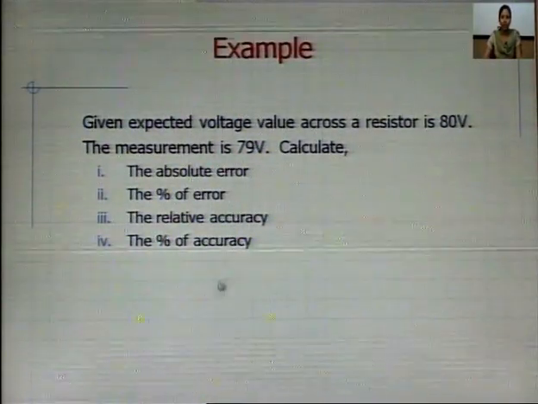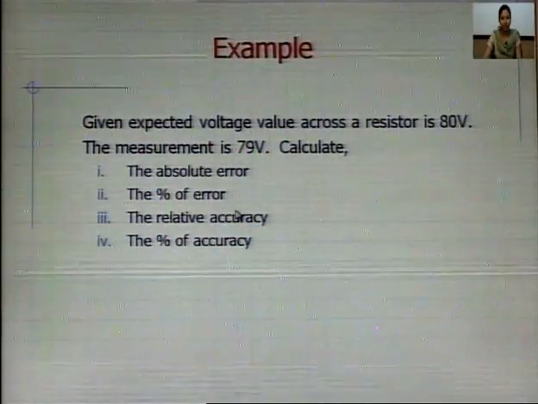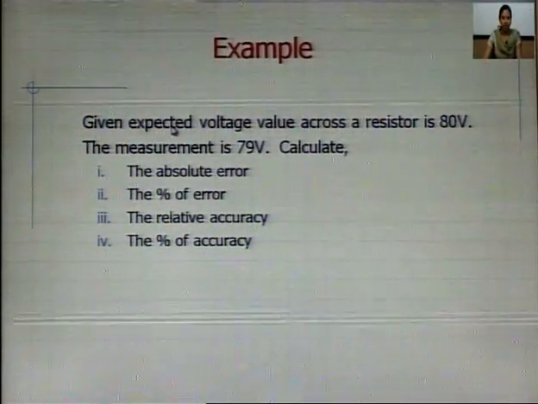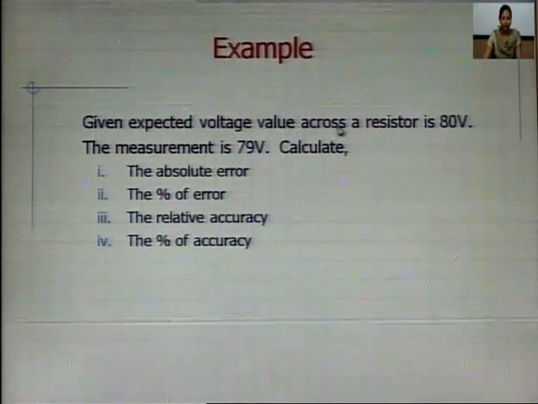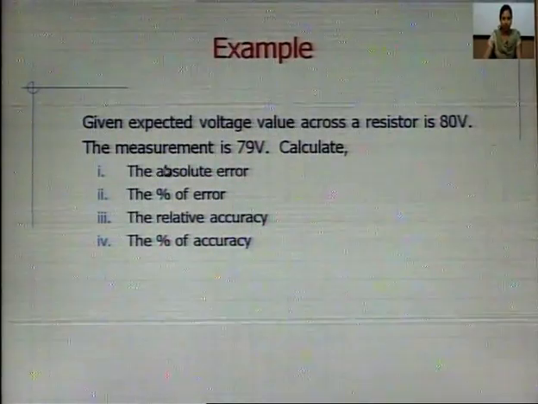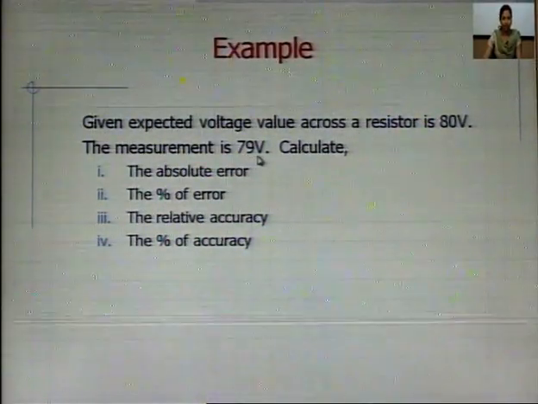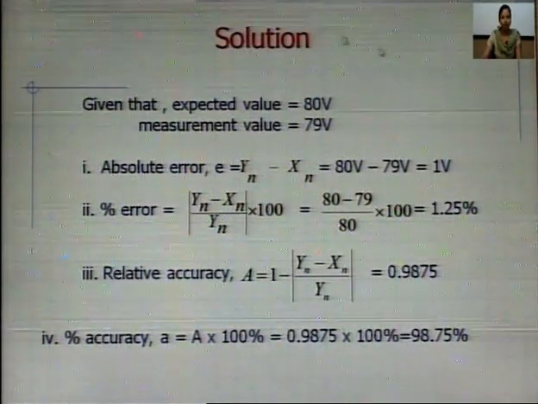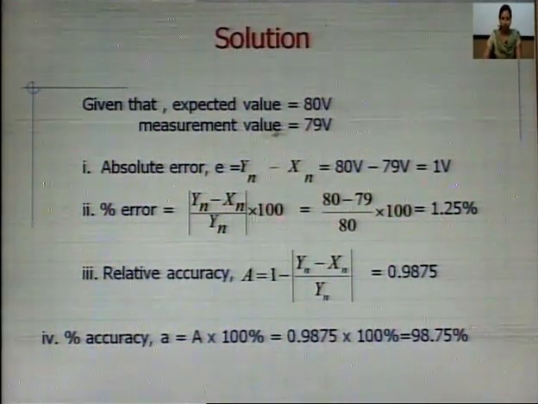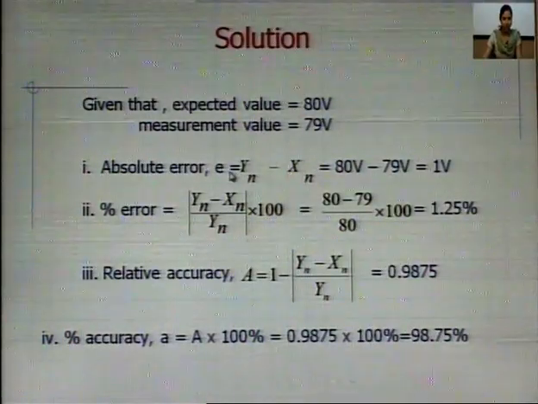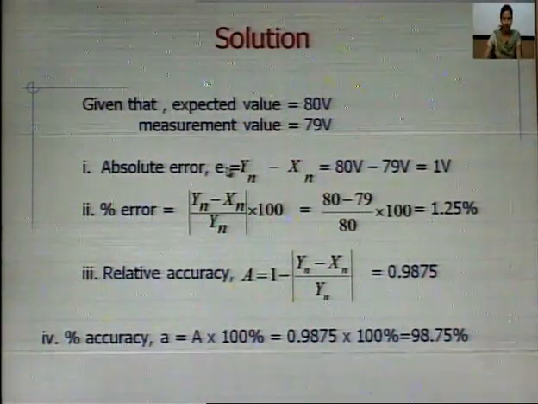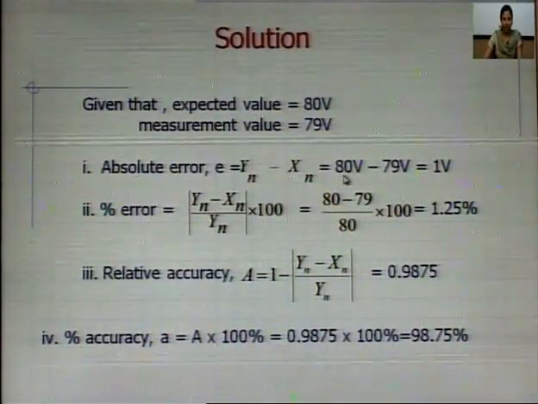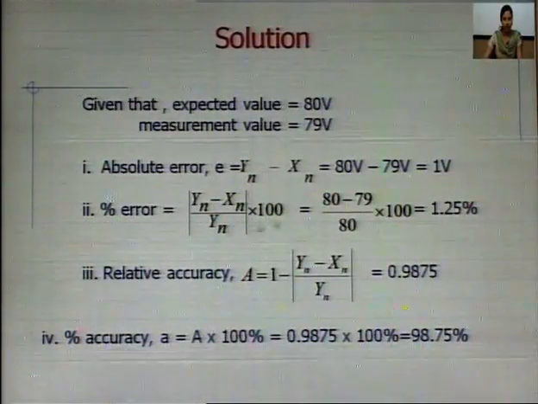Next is a simple numerical based upon absolute error, percentage error, relative accuracy and percentage accuracy. Given the expected voltage value across a resistor is 80 volt and its measurement is 79 volt. We have to calculate the absolute error. Expected value is 80 volt and measurement is 79. The difference of these two will give the absolute error. E is equal to yn minus xn is equal to 80 minus 79 is equal to 1 volt.